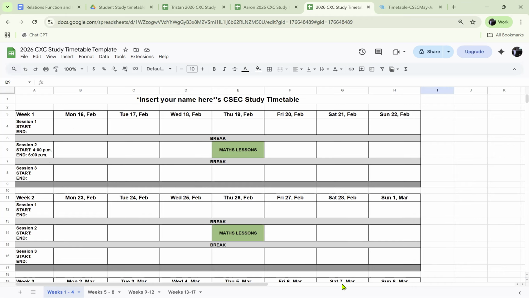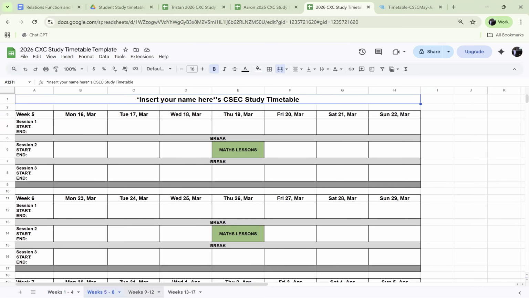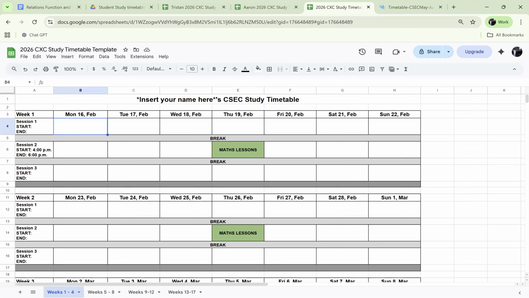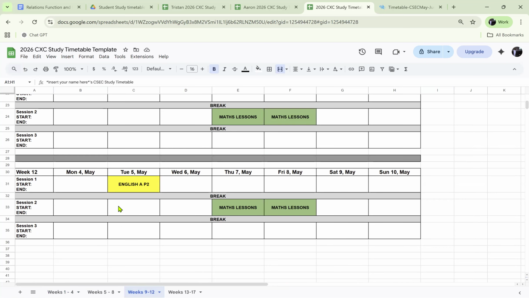Okay, so that's what I want you guys to do when I send it to you tonight, because as you can see, it starts from Monday, 16th February, which is next week Monday, right? The sheet is also divided into 4-week periods. So weeks 1 to 4, weeks 5 to 8, weeks 9 to 12. It's actually in the 12th week that CXC is starting for you, for most of you.